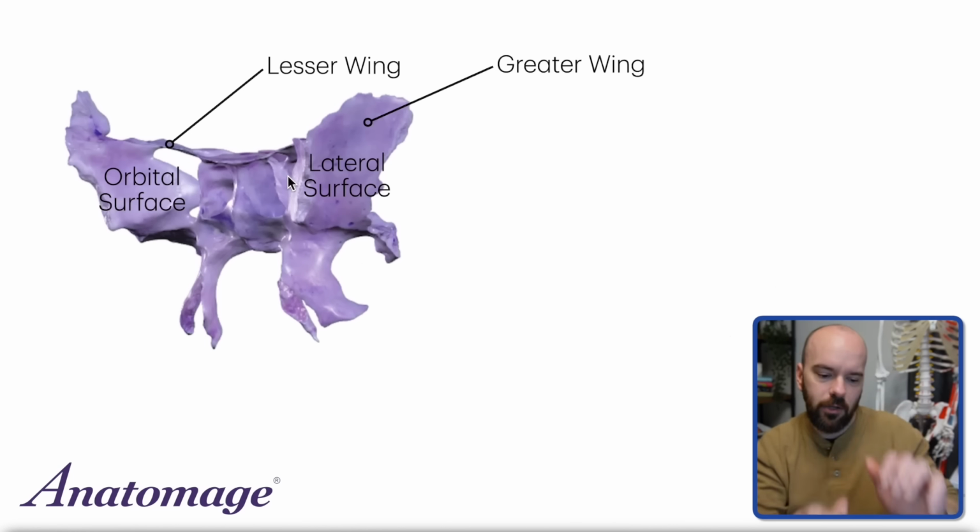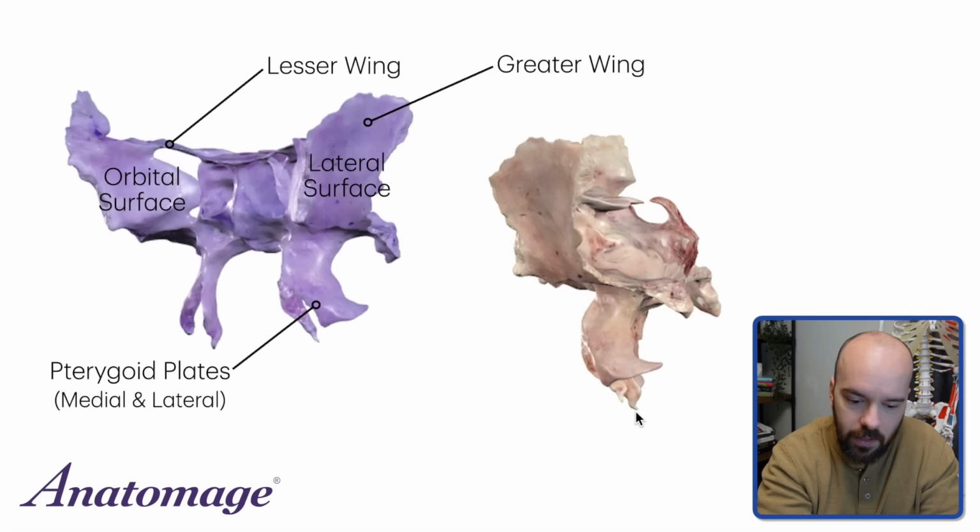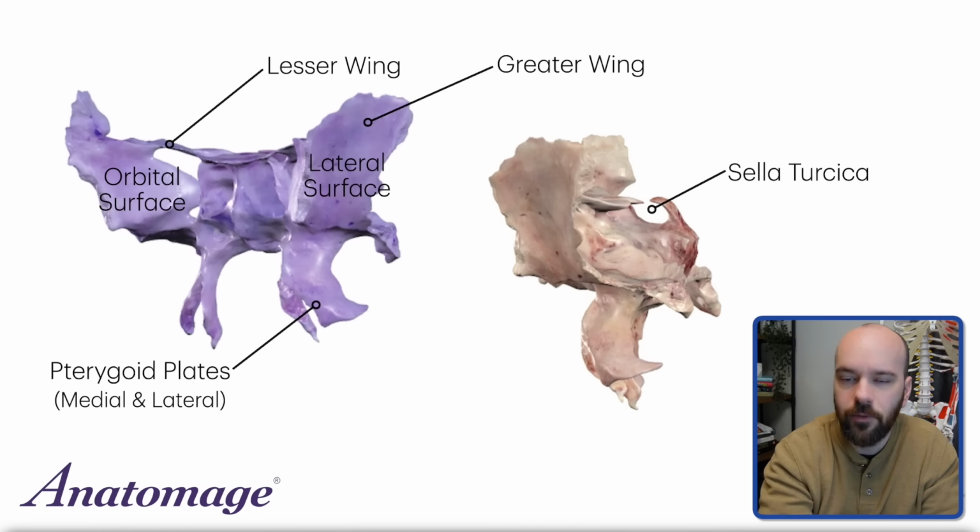We're looking kind of at an angle. On the inferior side of this, we have those pterygoid plates, the medial and the lateral pterygoid plates. And then if we look at the back of this, I wanted to label that sella turcica right there, the Turkish saddle, or the indentation that houses the pituitary gland.